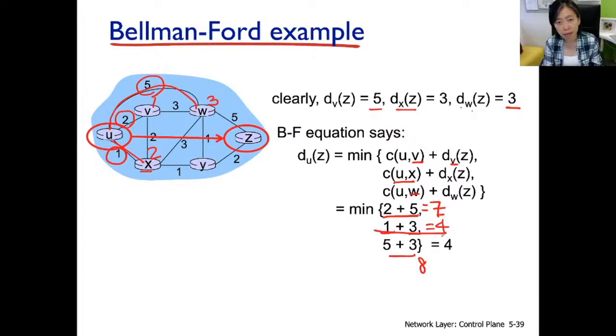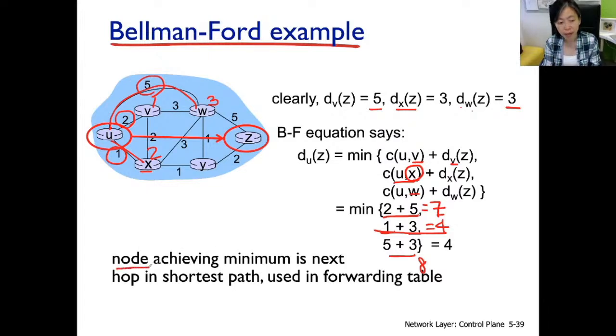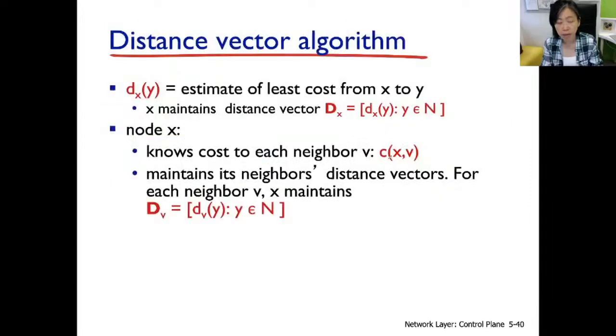So obviously, 4 is the minimum value. This is the minimum cost from U to Z. And you know what? X is the neighbor that gives you the minimum cost. Therefore, X is the next hop leading to the shortest path. And the link pointing to X is the link interface to insert in the forwarding table for destination Z. So that was the Bellman-Ford equation, which captures nicely how one discovers the shortest path, the minimum cost to go from the source to the destination.